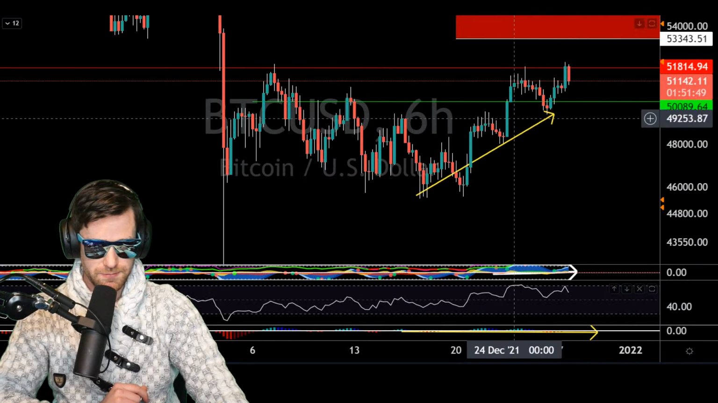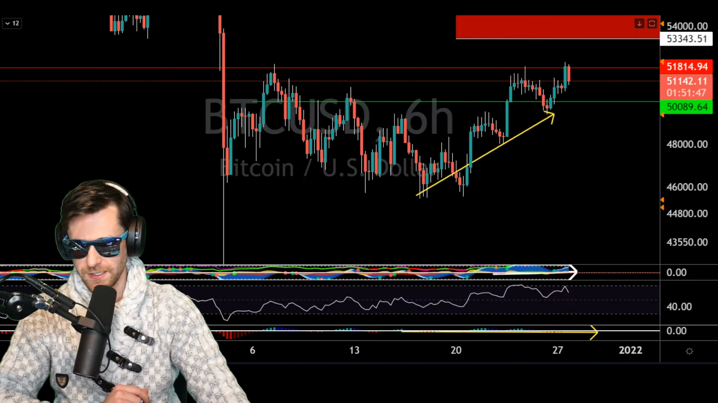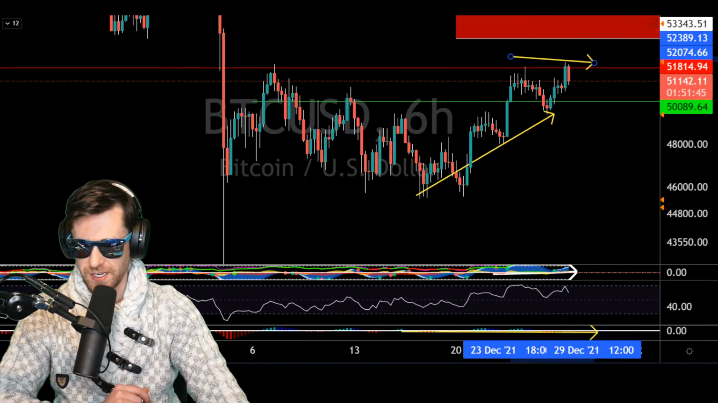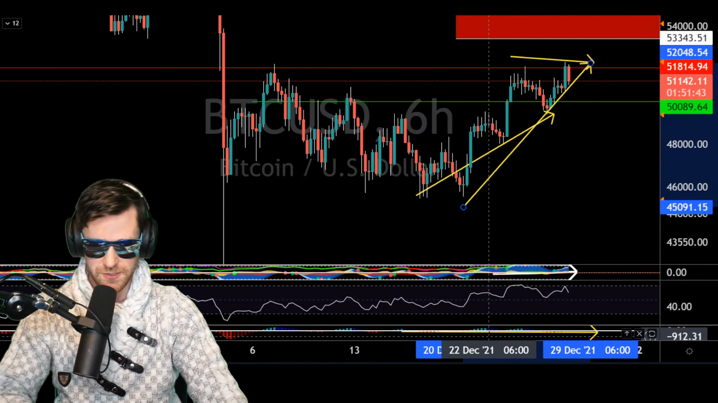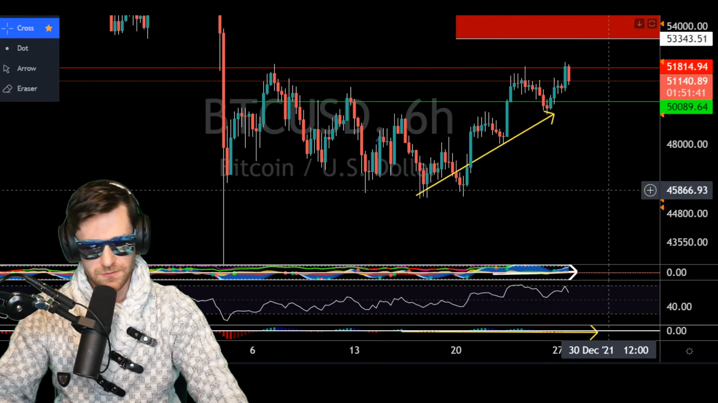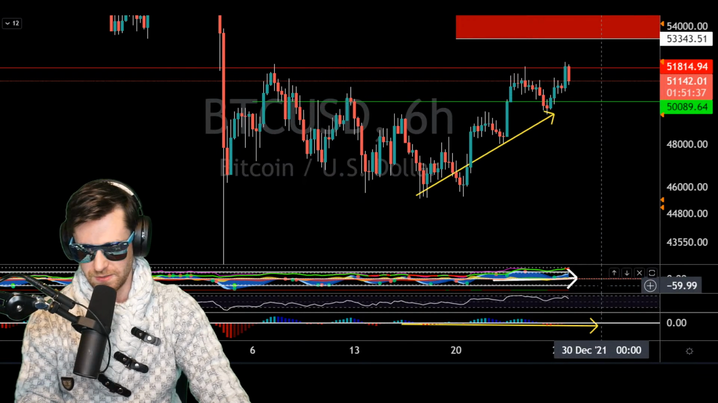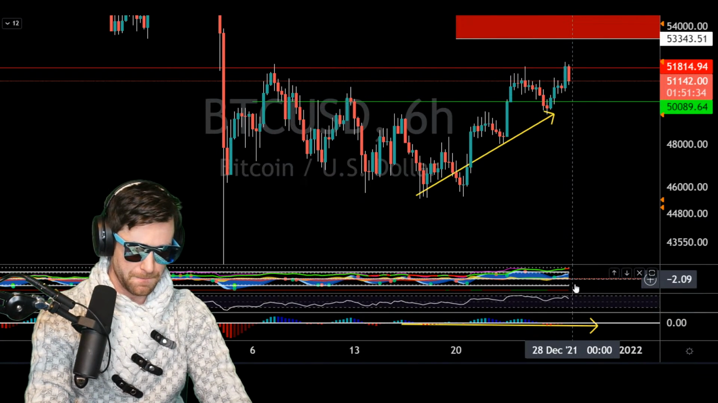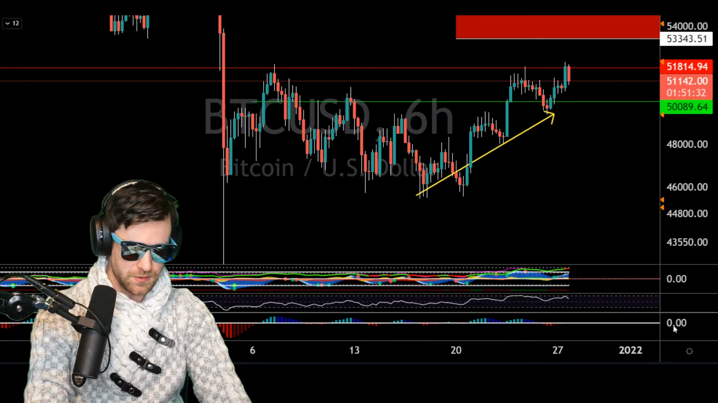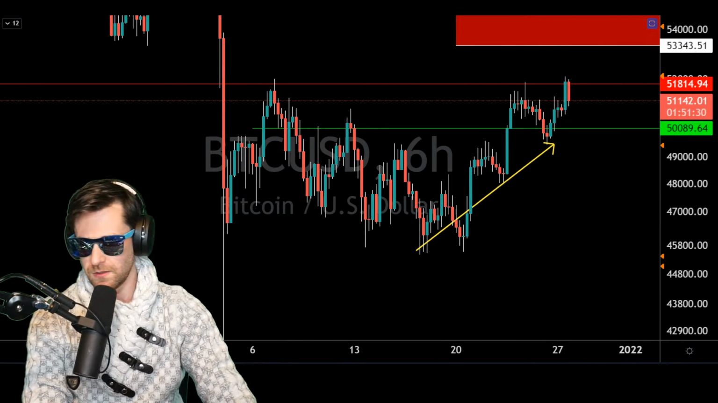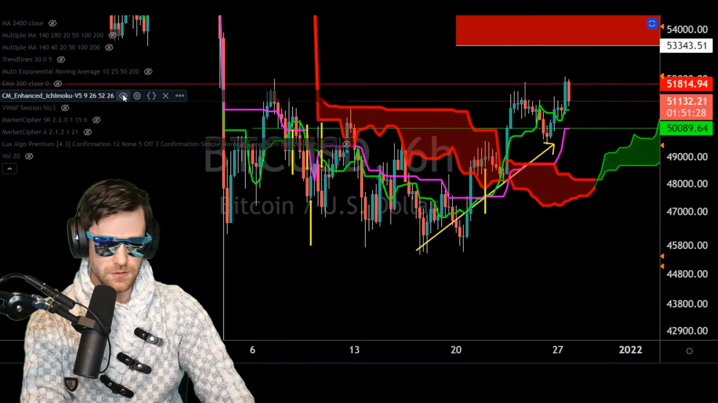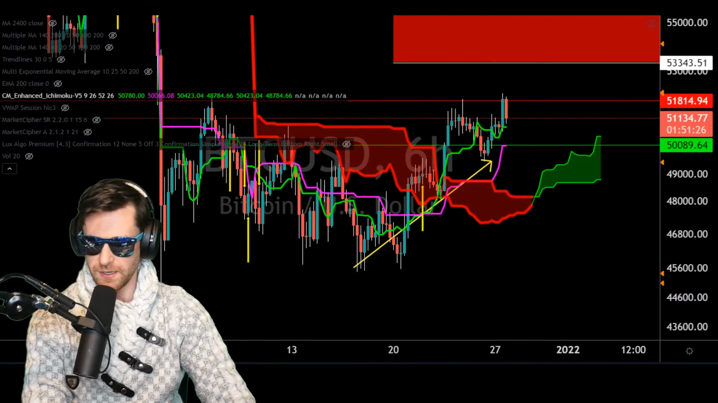RSI on the 6 hour, same as the daily essentially. You have bearish divergence on your highs and you have bullish divergence on your lows. So what's going to win? Follow the trend. Whatever you believe in your heart the trend is, that's what I would suggest. Six hours looking great. I like this.